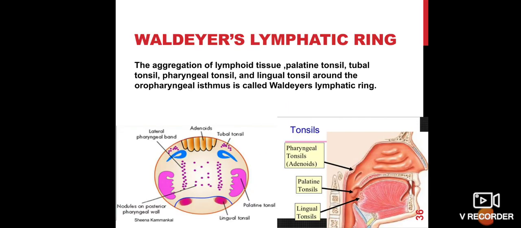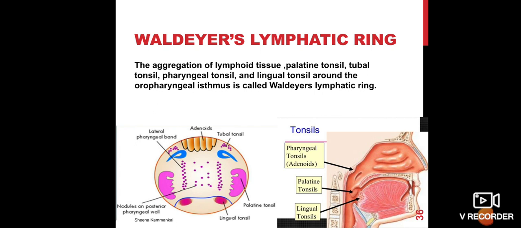That's the one and only feature on the lateral wall of the oropharynx. Now there is a collection of lymphatic follicles visible in and around the oropharynx. While we are seeing from the nasopharynx till the oropharynx, we have different collections of lymphatic follicles. One is the palatine tonsil on either side of the oropharynx, then the tubal tonsil and pharyngeal tonsil. Both are present in the nasopharynx.